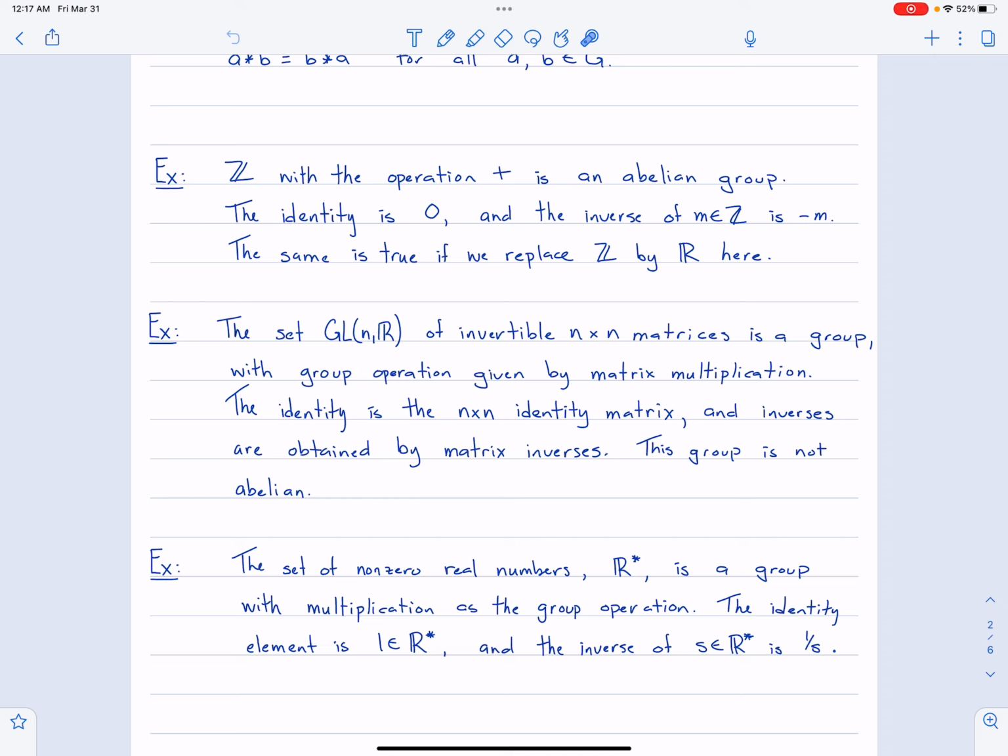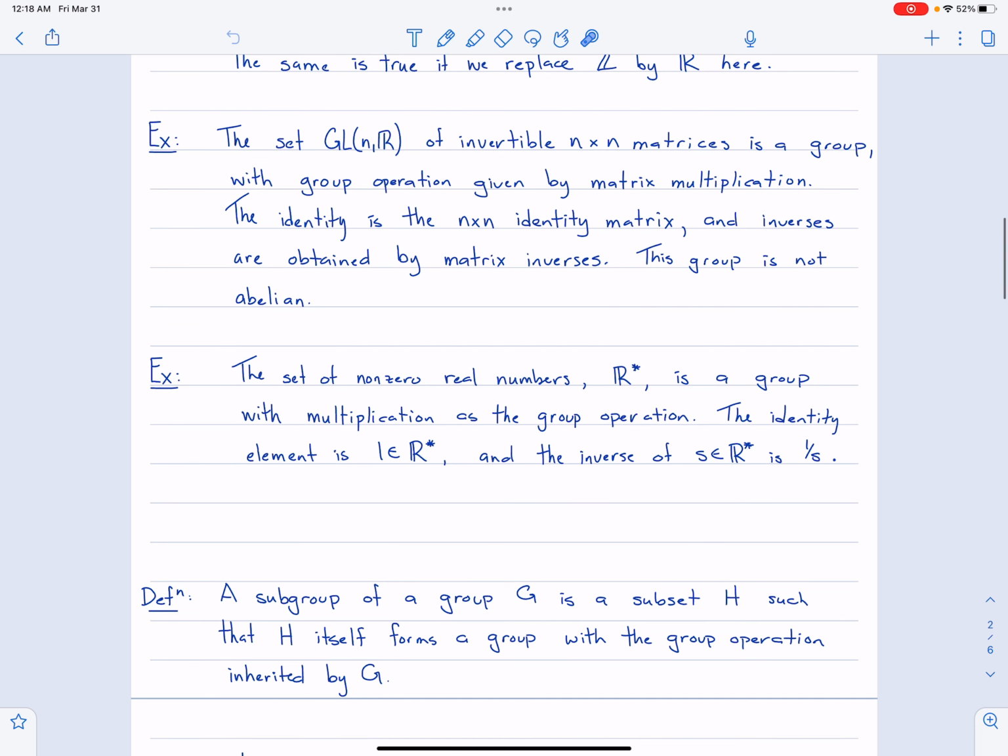And now, when I'm looking for my inverse elements, if I have an element s and I want to find the inverse, what I need to do is find another number that I can multiply by s that gives me the identity. And of course, the number that does that is 1 over s. So that's why we had to restrict to the set of non-zero real numbers, because otherwise, not everything has an inverse. 0 won't have an inverse under multiplication. But everything else does have an inverse under multiplication, so when we restrict to the set of non-zero real numbers, we do get a group under multiplication.